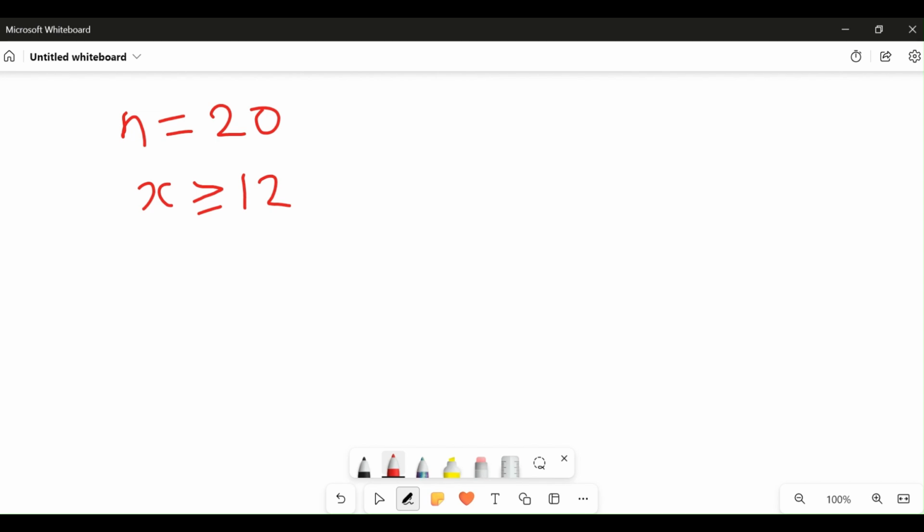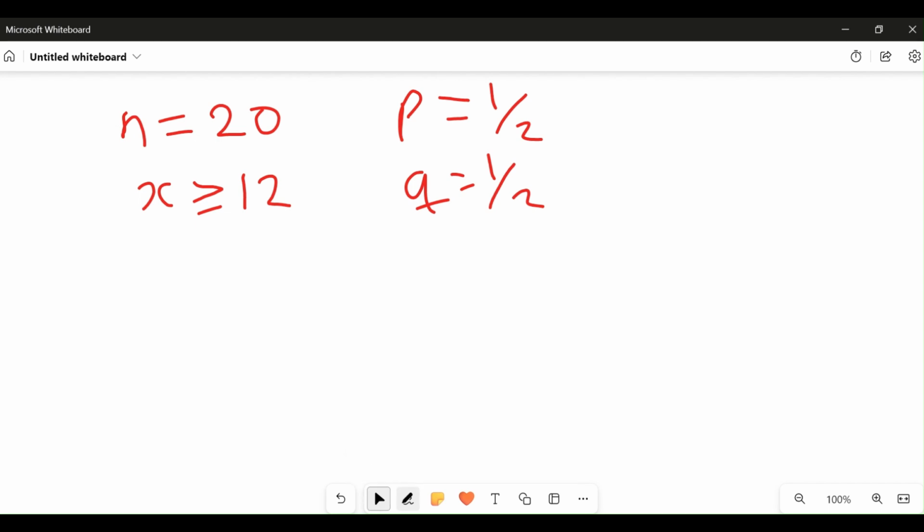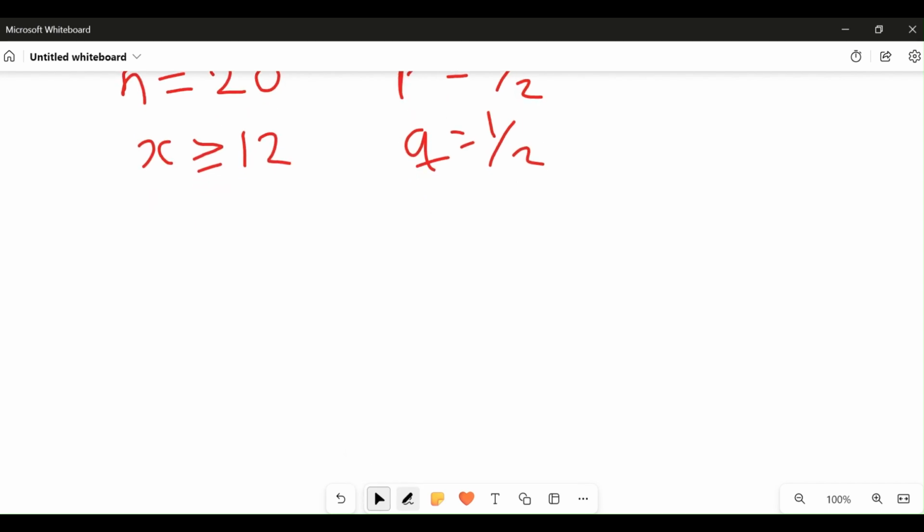So the probability of success in such will be 1 over 2, and probability of failure will be 1 over 2. So having gotten this from the question given, we can go ahead and solve this question using our binomial probability distribution formula. So the first thing we are going to find is P(x) greater than or equal to 12, right?